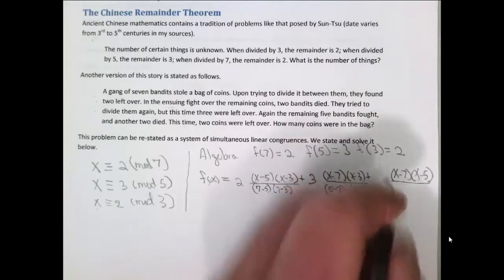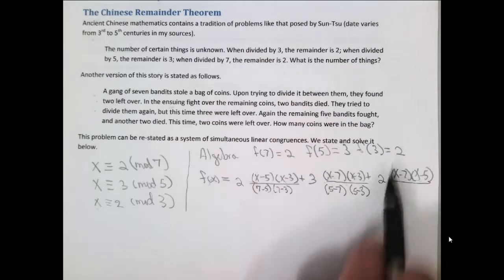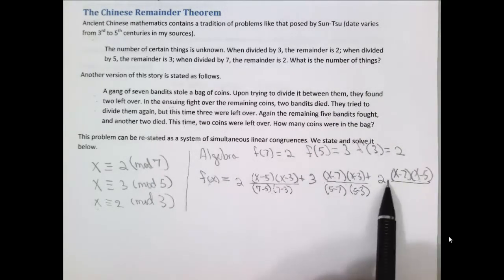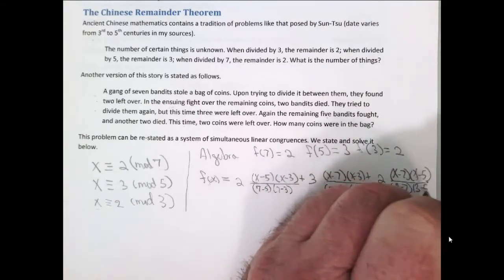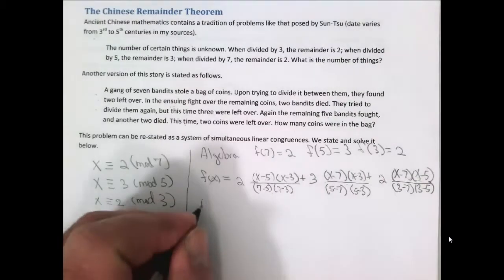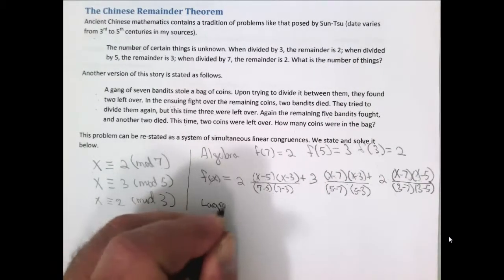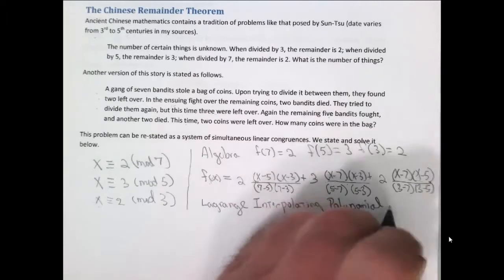Finally, using the same trick, this coefficient 2 comes from here. I'll be interested in this when f is equal to 3, so I replace x by 3, 3 minus 7, 3 minus 5. This is known as the Lagrange interpolating polynomial.